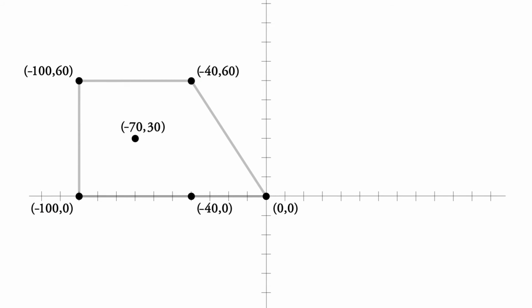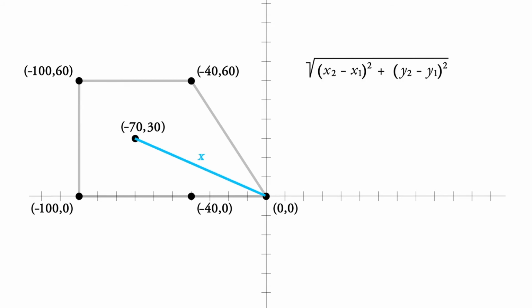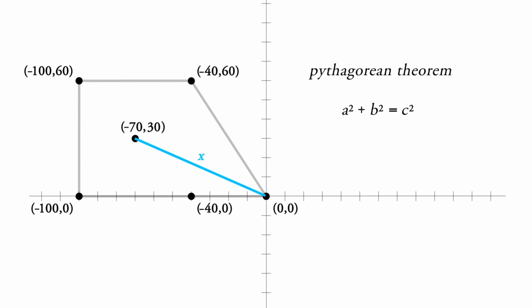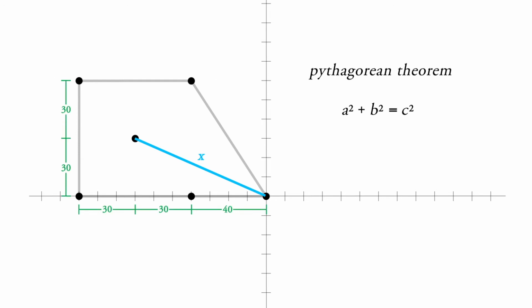Now, what we want to do is figure out the distance here. And of course, you can use the formula for finding the distance between two points, which looks something like this, but I always prefer to use the Pythagorean Theorem if possible. So we have 70 here and 30 here.